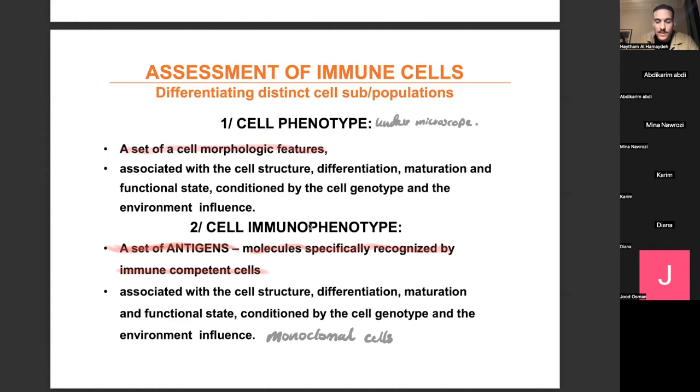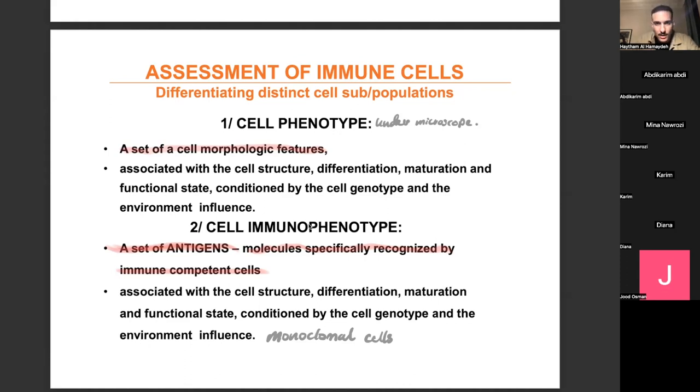So how do we do this? Depending on the way they look, the way they function, the way they differentiate, the way they mature. So this is called cell phenotyping. We are basically differentiating those cells according to a set of cell morphological features. Very simple. So the Dianas, the Abdis, the Inases, whatever, into different groups according to how they look, how they function, how they mature, and their structure.